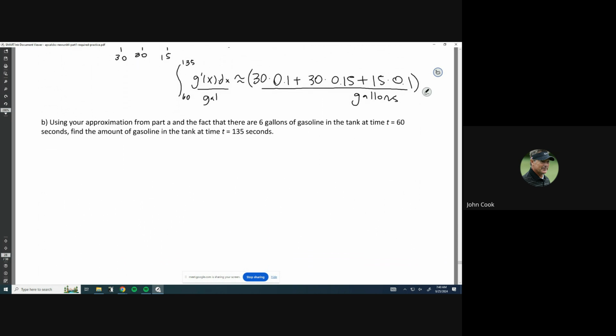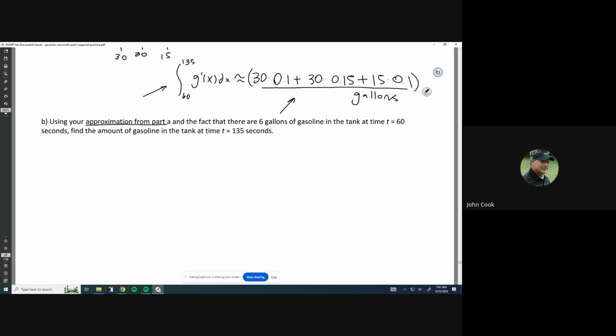Next up, part B: using your approximation from part A, so that number that we have right here, and the fact that there are 6 gallons of gasoline in the tank at time t equals 60 seconds, find the amount of gasoline in the tank at time t equals 135 seconds. So here's what this is implying that it wants you to do. You're using this approximation to approximate this interval for the accumulated gasoline.